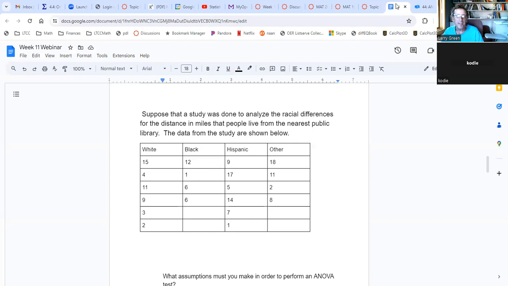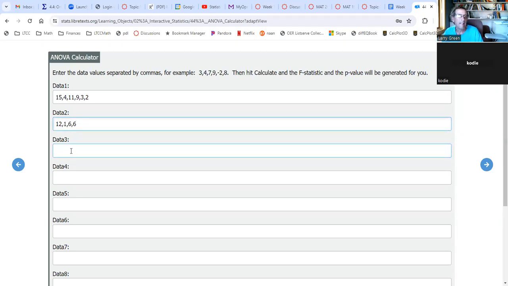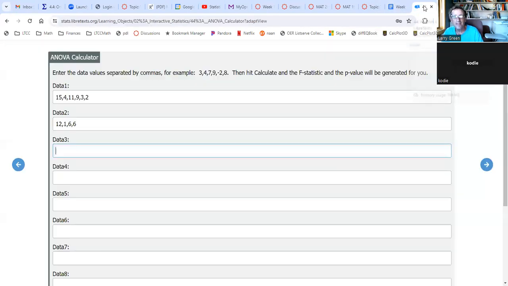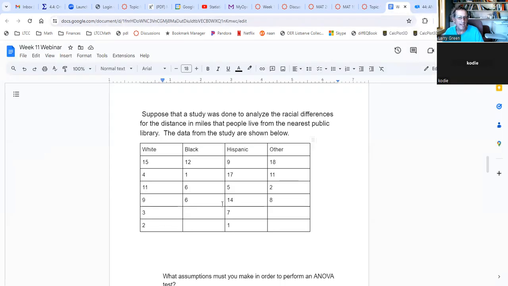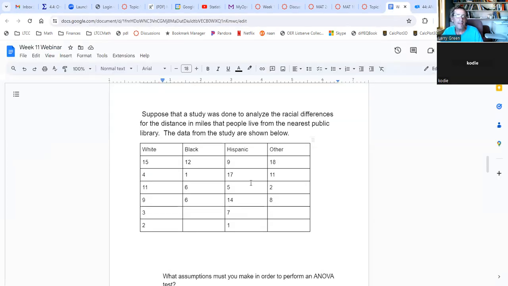Then for the blacks, we had 12, 1, 6, 6. Then for Hispanics, 9, 17, 5. And we also had 14, 7, 1. And then for the others, we had 18, 11, 2, 8.